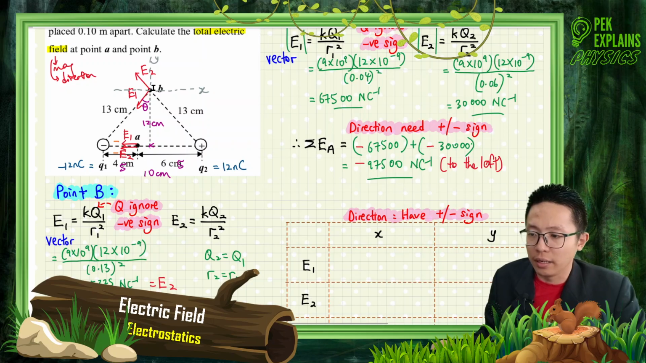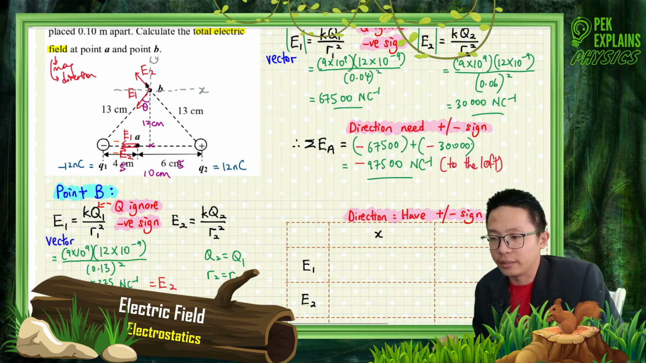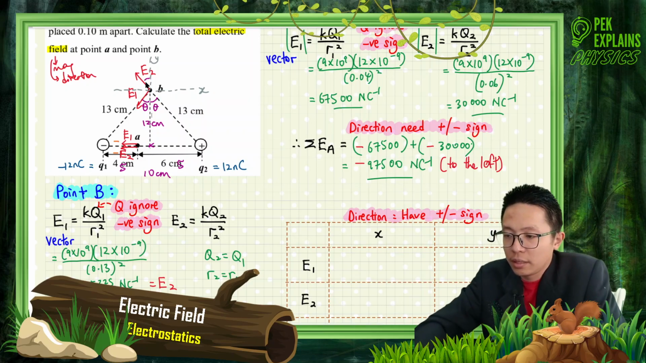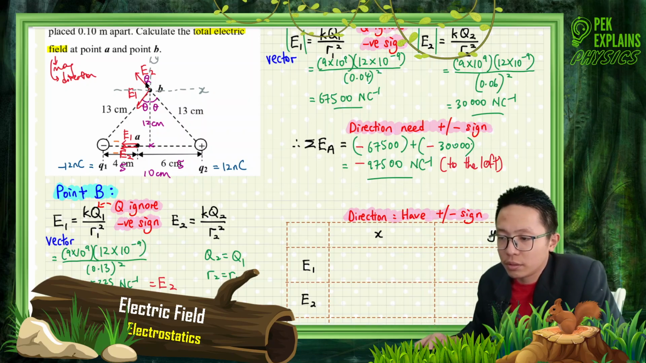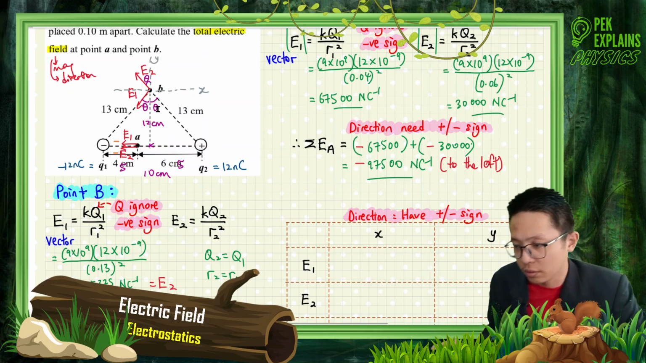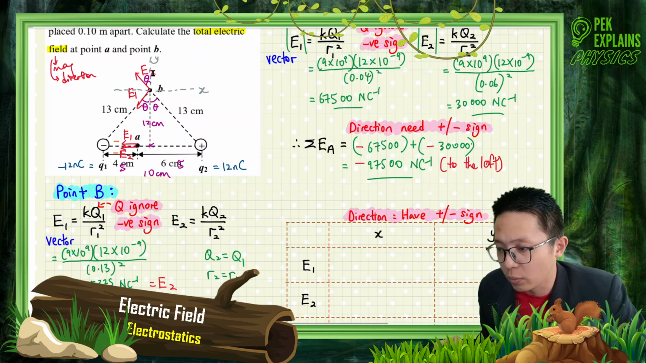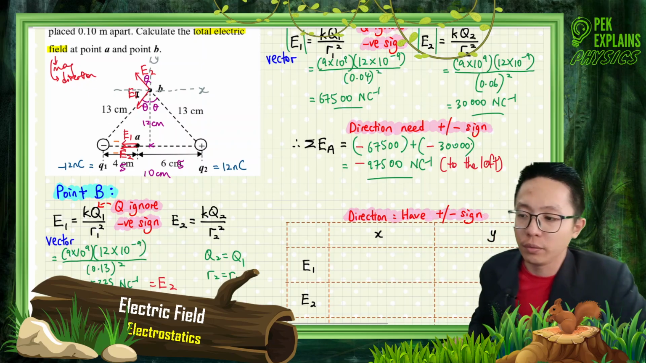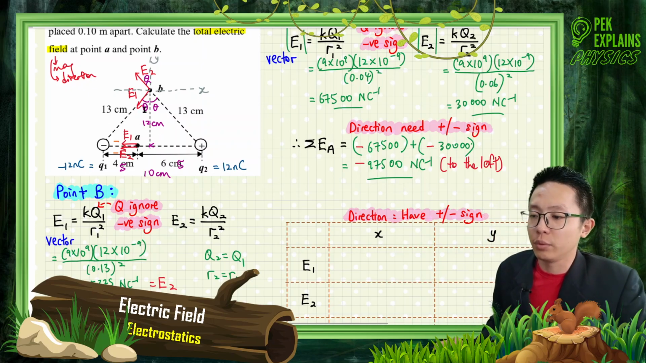And then how about E2? E2 also has an angle. This one is also the same angle theta, corresponding to this one. So for both E1 and E2, you have angle theta with the y-axis.